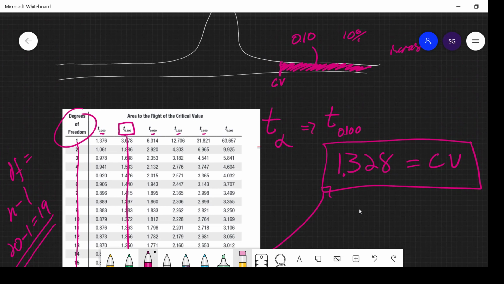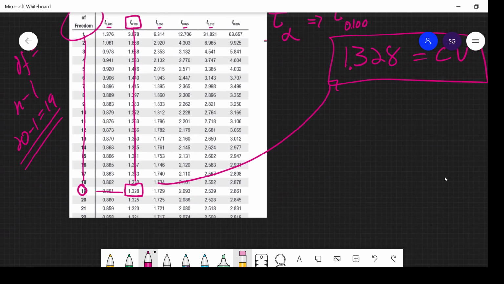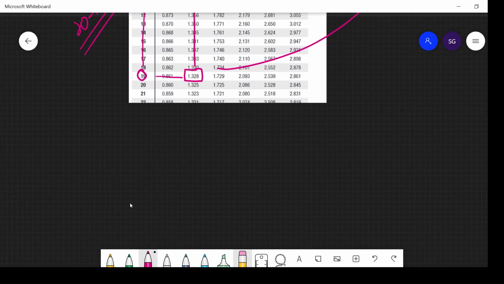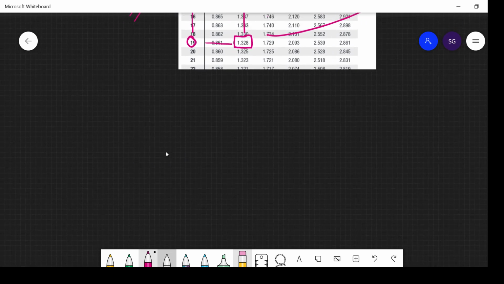So what this means is, this x-axis here is in t's, so to speak, and my critical value is 1.328, right? 1.328. Let's hold on to that for a minute while we go on to step 8. Step 8 is make the actual computation, right? So let's go back to step 8.